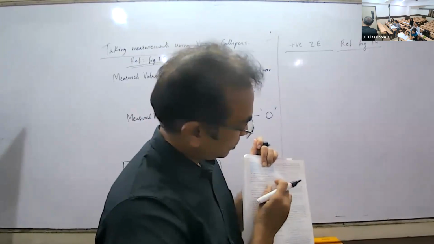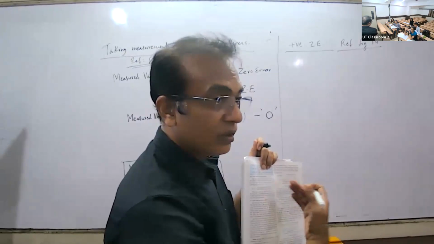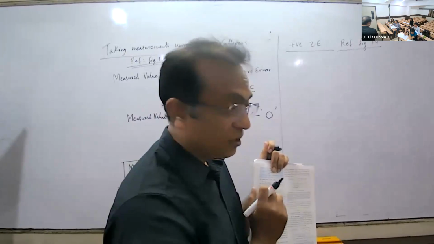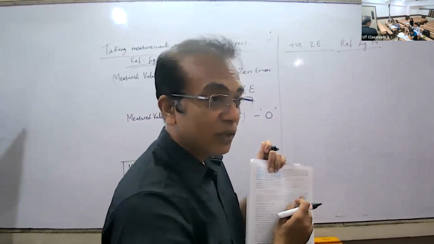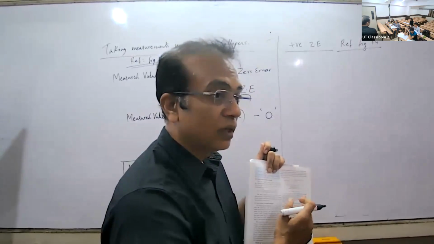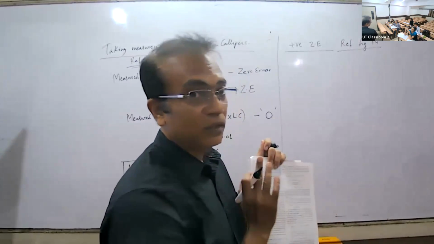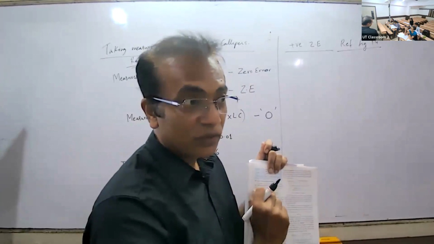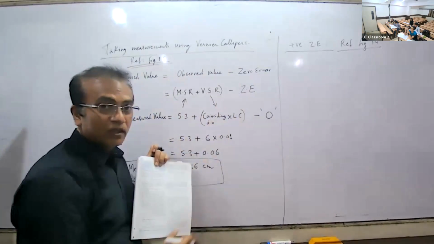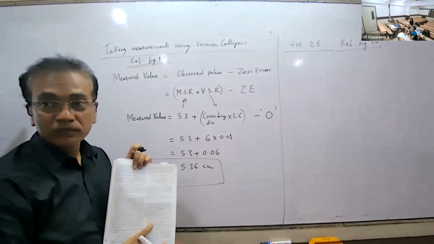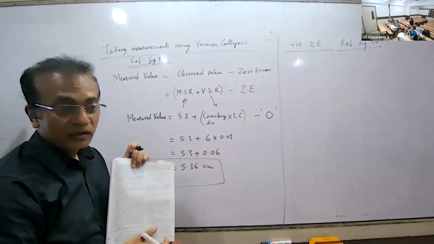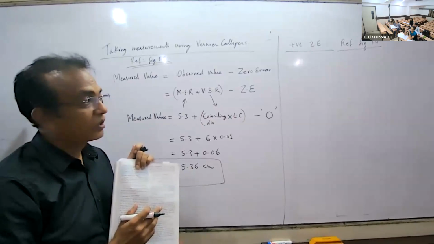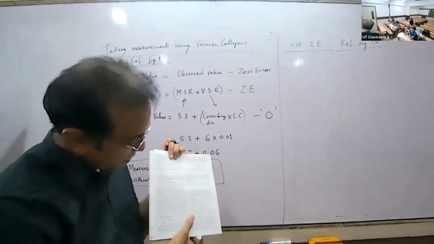So when you close the jaws, the zero of the vernier is lying on the right of the main scale zero. What does it mean? It means whenever you take any measurement, it will always give you a value a little larger than the actual value. That's why you have to subtract the zero error from the measured value. Got it? So this is called zero correction. Now see the next figure.